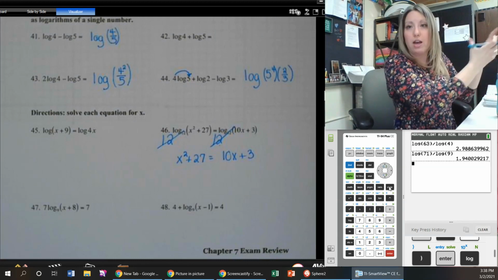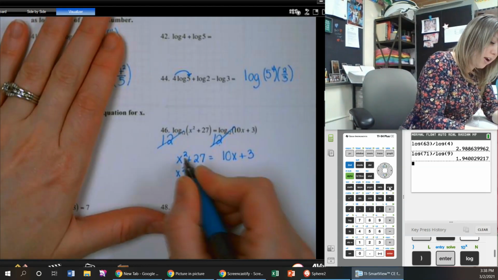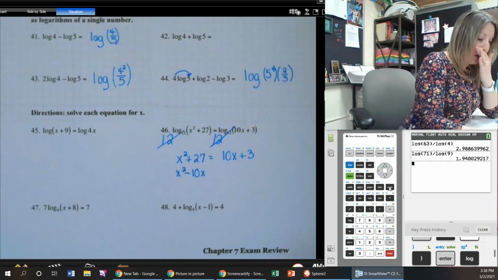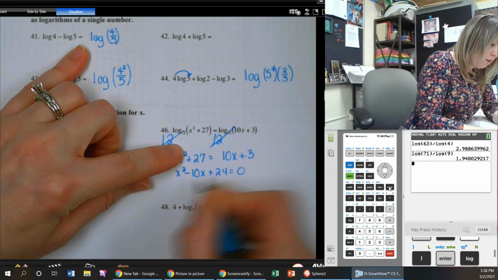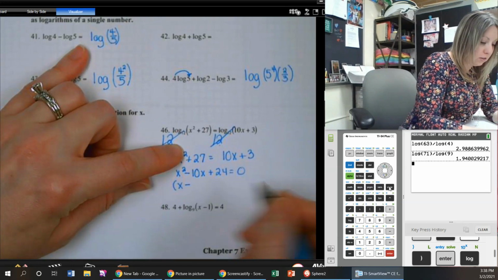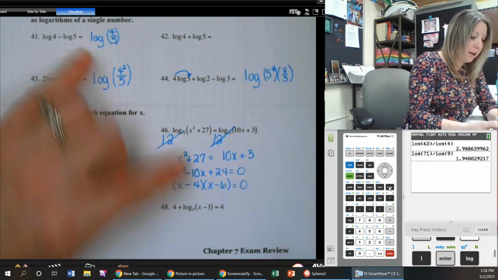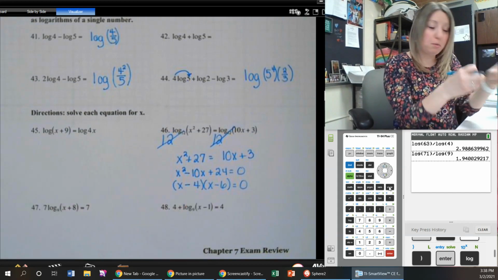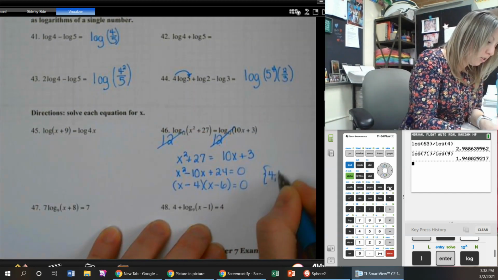Now, bring that stuff over to the other side of the equal sign. Because you've got an x squared, it all goes on one side. So it's minus 10x and then subtract 3, so plus 24 equals 0. X minus 4 and x minus 6. So what are my answers for x? 4 and 6. Both keep my value here positive, so both are the answers.